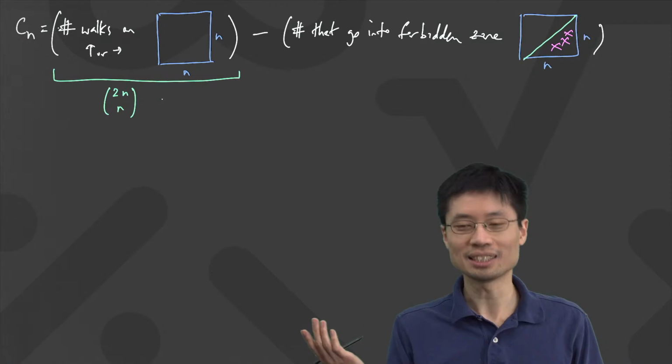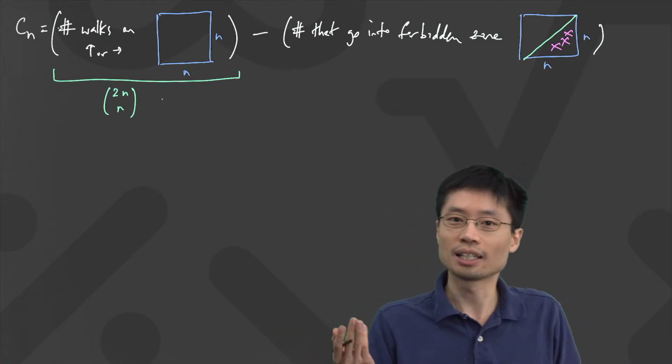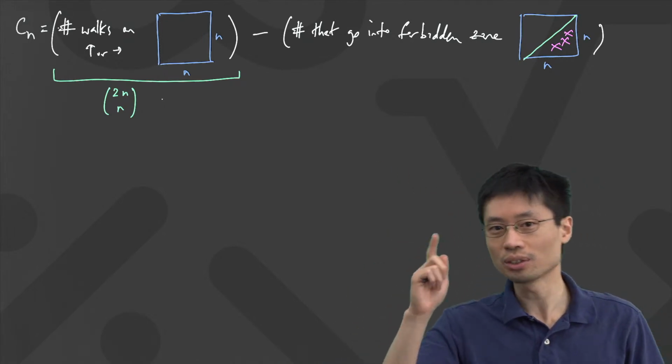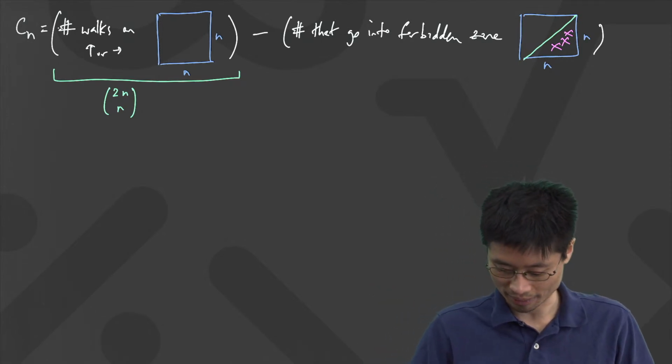Well, how could that be easier? I mean, is it easier to count the ones that go into a forbidden zone? The answer turns out to be yes. And the reason the answer turns out to be yes is because you can use a technique which is hard to invent. It's called the reflection principle, which is what I want to share here.